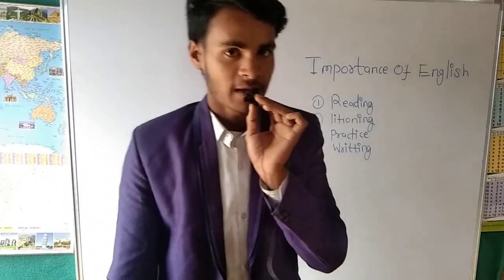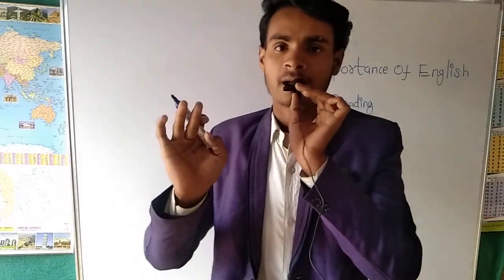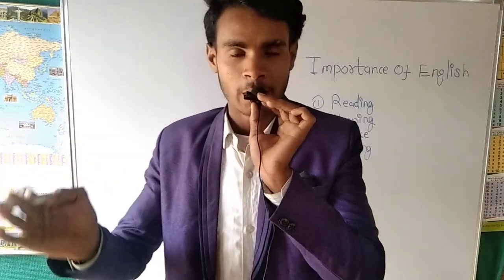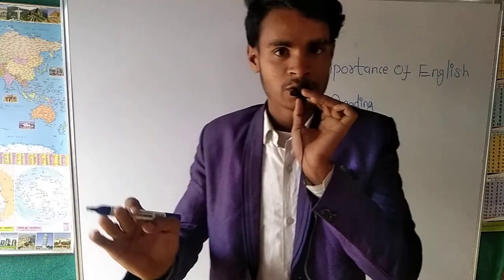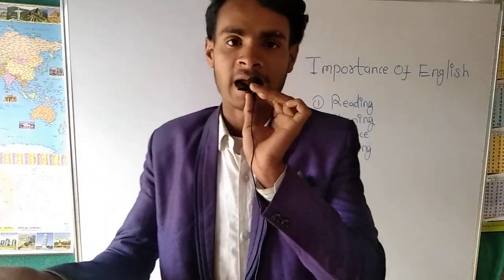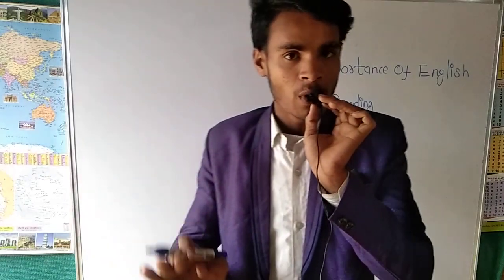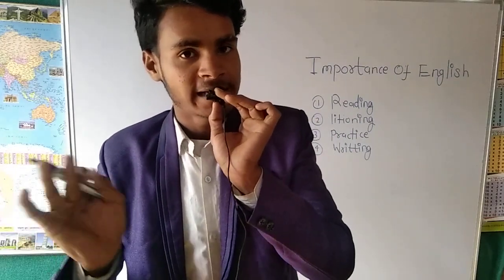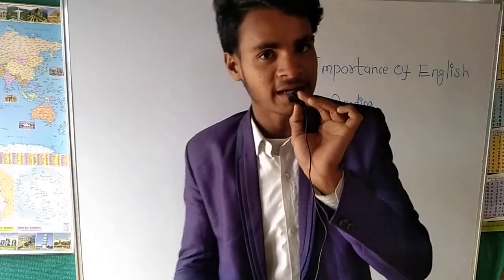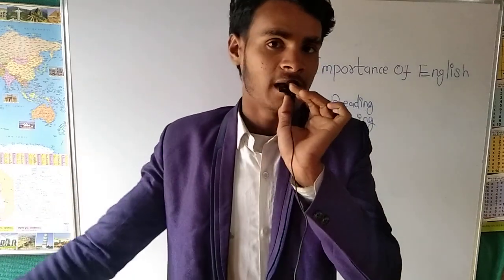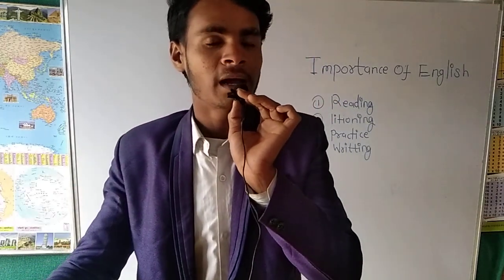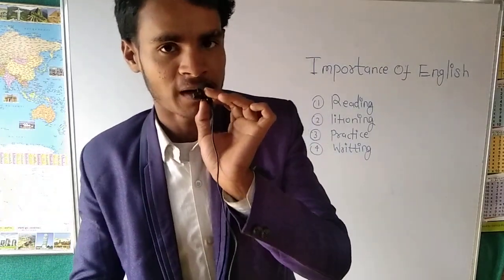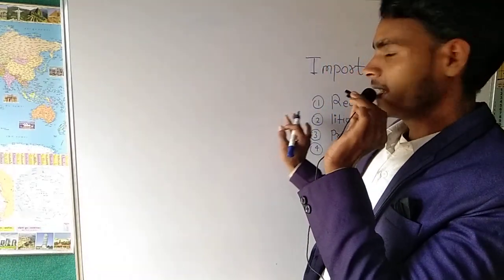Second is listening. Listening is also an important skill. We all learn our mother tongue easily from our surroundings. If our environment is English, we can easily learn and speak English. So if we really want to speak English, we need to create an English environment. Then if our friend circle and others only speak English, we can automatically speak English properly. So listening is also a very important skill.